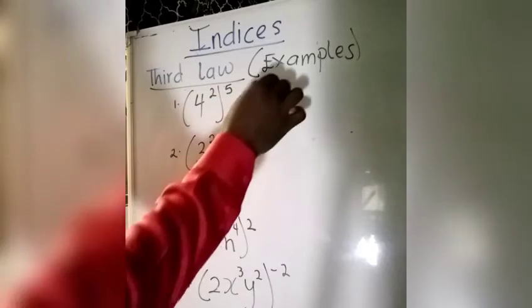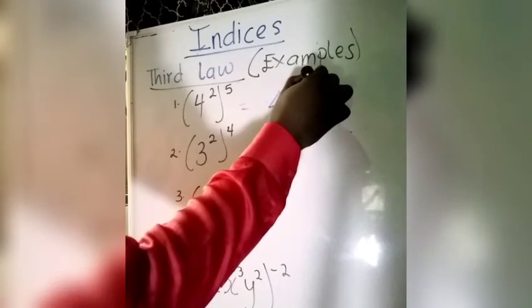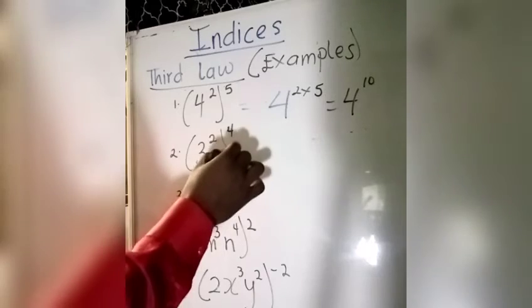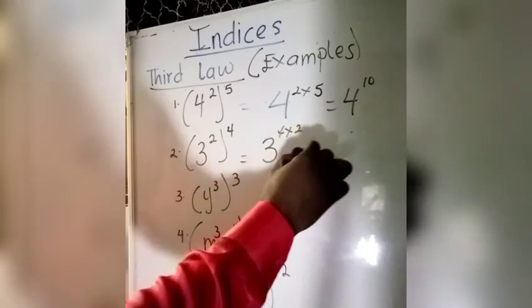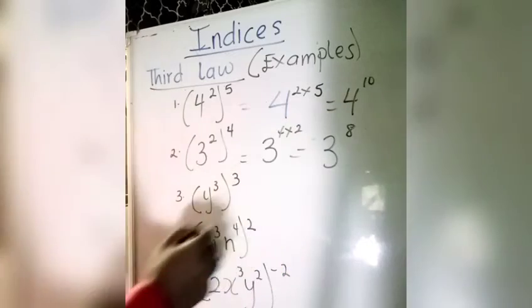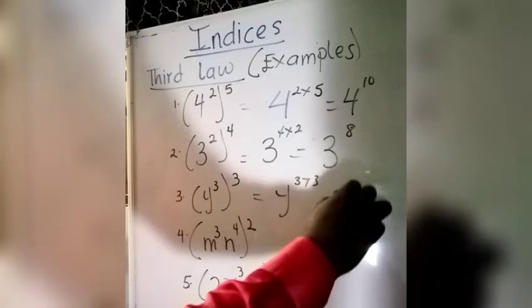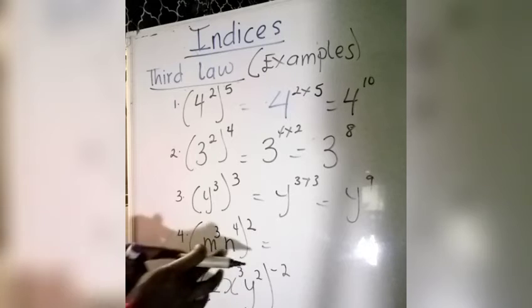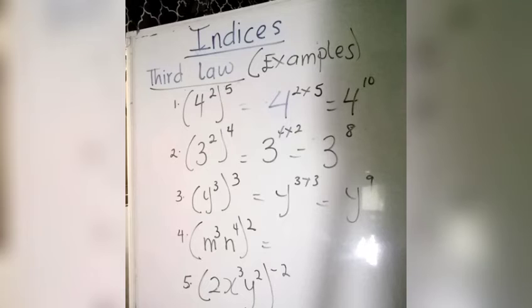Okay, so we write the 4 as 1, and we multiply the powers. 2 times 5, that means 4 exponent 10. Calculator will give you an answer. Here too, we write the 3 as 1, we multiply 4 times 2, which is equal to 3 exponent 8. And here too, we write the y as 1, 3 times 3, which is equal to y exponent 9. Here too, since the numbers are 2, the powers will multiply all the 2 index numbers.